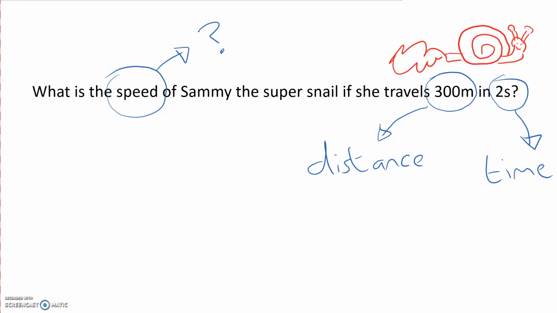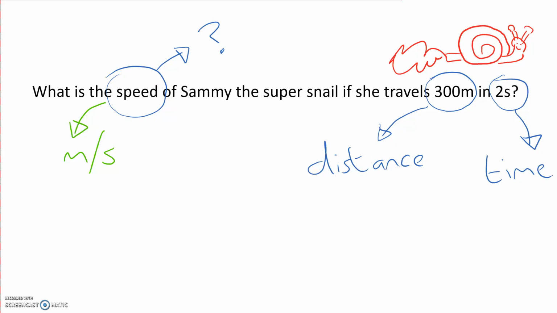Well, what would I measure speed in if my distance is in meters and my time's in seconds? Well, kilometers per hour doesn't work, because I've got meters and seconds. And centimeters per minute doesn't work, because I've got meters and seconds. But a speed that might work would be meters per second. I could travel so many meters in so many seconds. So my speed would have units of meters per second.